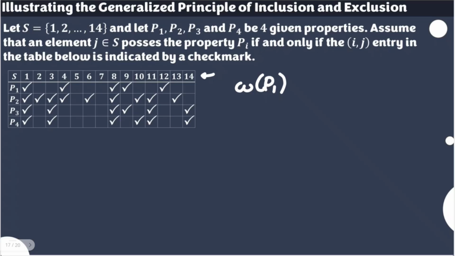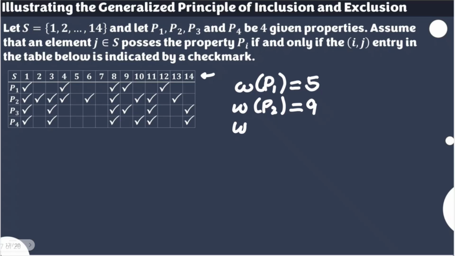So simply look into the grids. You have here 1, 2, 3, 4, 5. 5 of the elements possess the property P sub 1. So we have here the omega of P sub 1 is 5. So simply count it. Next, the omega of P sub 2. You will have here the number of elements that possess the P sub 2 characteristic. So you have here 1, 2, 3, 4, 5, 6, 7, 8, and 9. There are 9 of them which possess our characteristic P sub 2. So we have here 9.